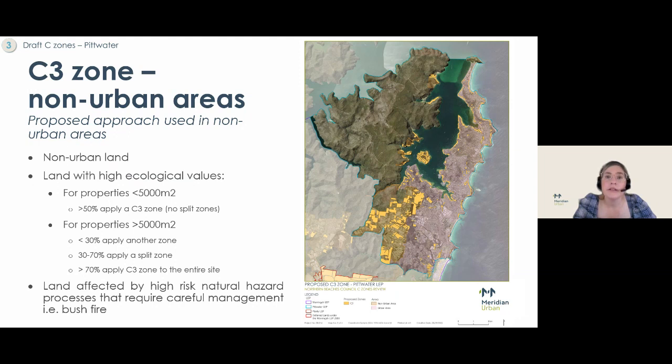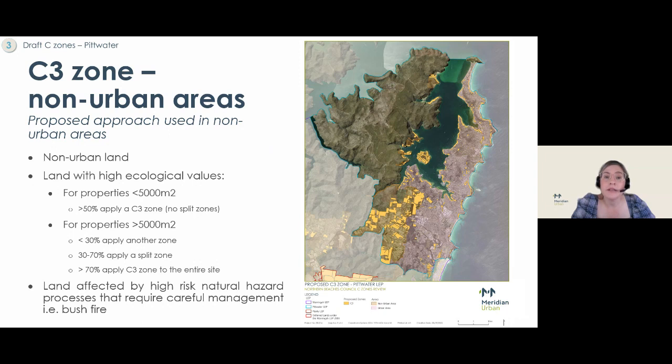The C3 zone is proposed to be considered across both urban and non-urban settings. And as I previously said, the map on the right shows urban areas in pink and non-urban areas in a light brown colour. This slide is about the application of the C3 zone in non-urban areas. Non-urban areas have extensive tracts of high-value bushland coupled with a larger minimum lot size, which prevents further lot fragmentation.